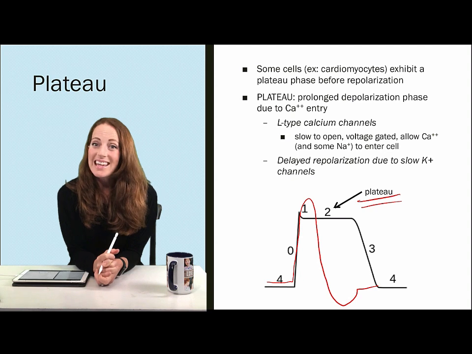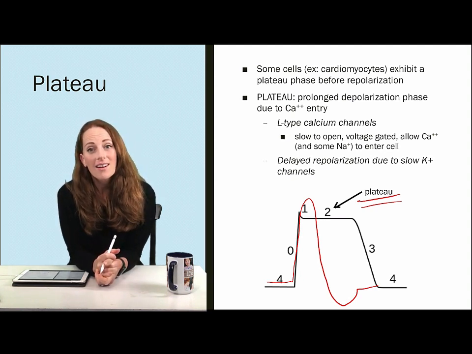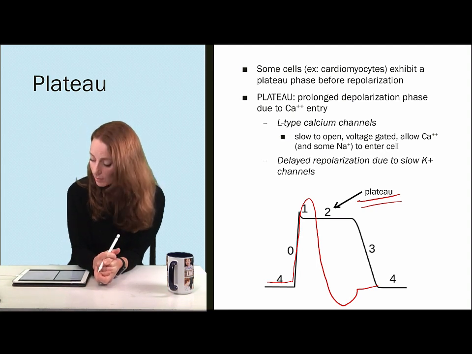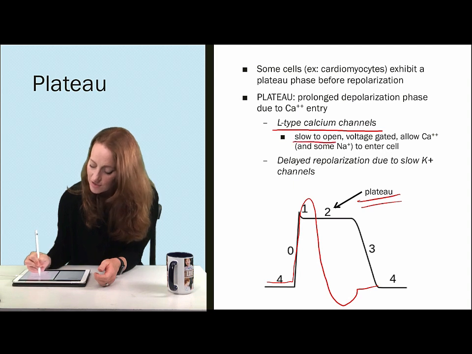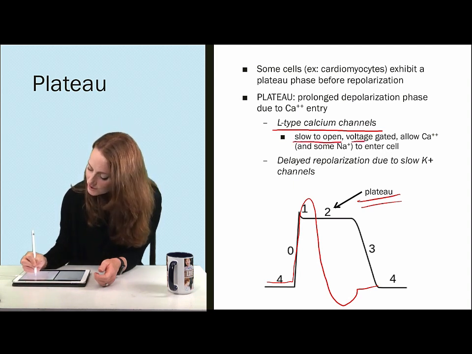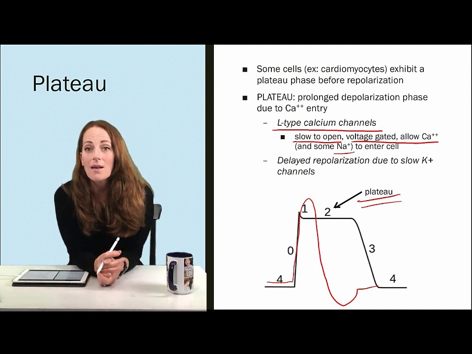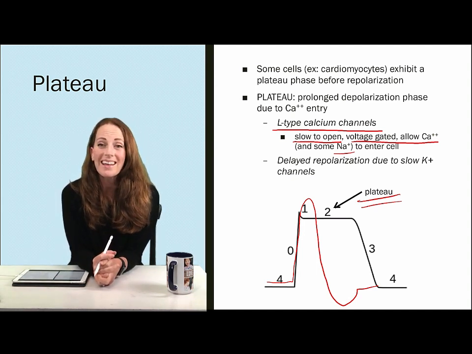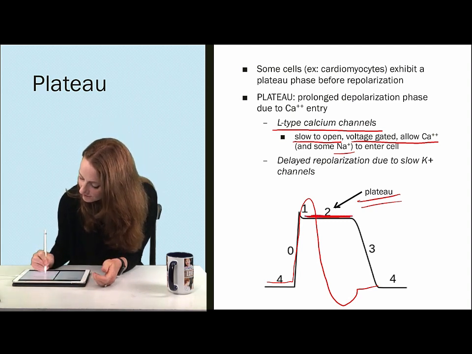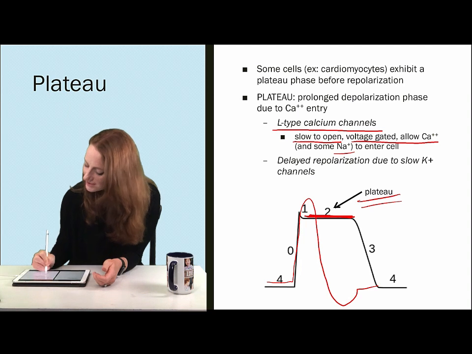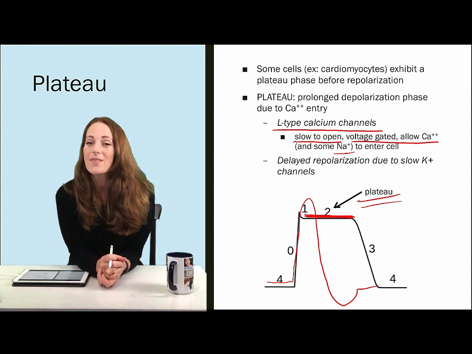So in this case, these are present in the cardiomyocytes of the heart, and they exhibit this long plateau because of L-type calcium channels. These channels are slow to open, voltage-gated calcium channels that allow calcium and sodium to enter the cell membrane at this point in time. And they cause an extended phase of depolarization and a very unique action potential shape for those cells.